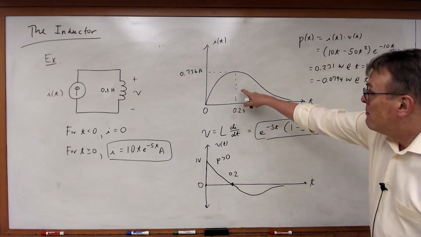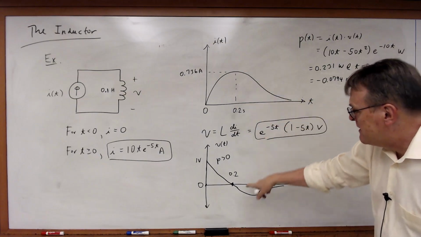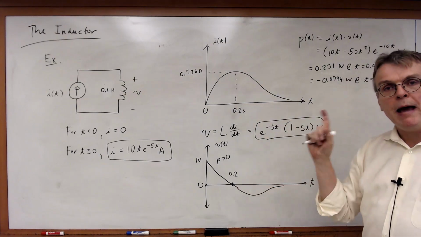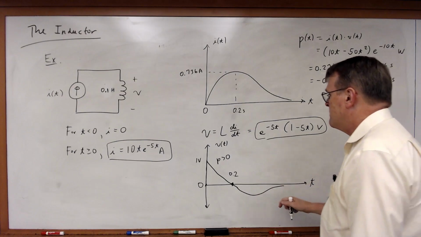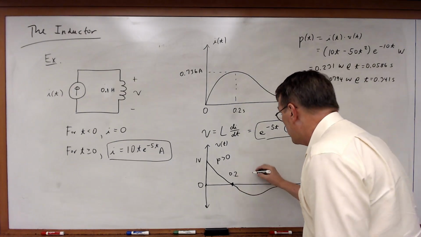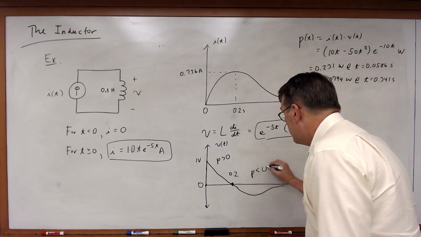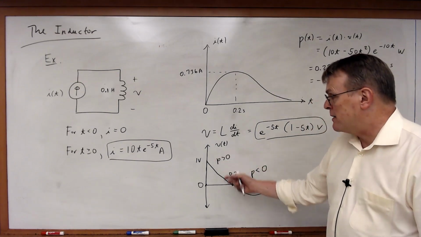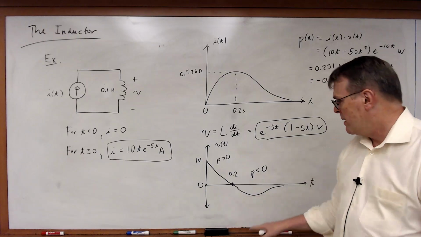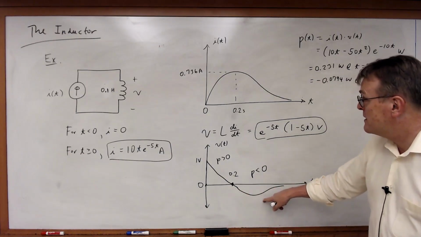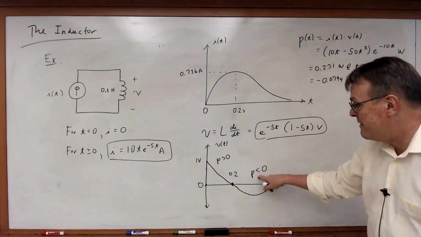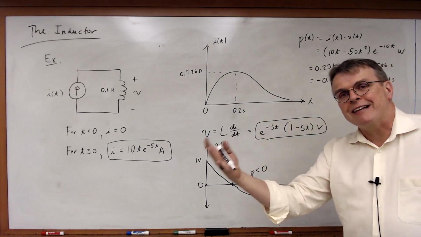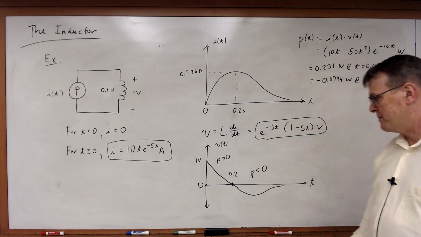Then current stays positive, but voltage goes negative, so power becomes negative from t equals 0.2 seconds and greater. So here we have negative power. From 0 to 0.2 seconds, power is positive, the inductor charges up. Past 0.2 seconds, V times I is negative. That means the inductor is releasing energy back into the circuit.